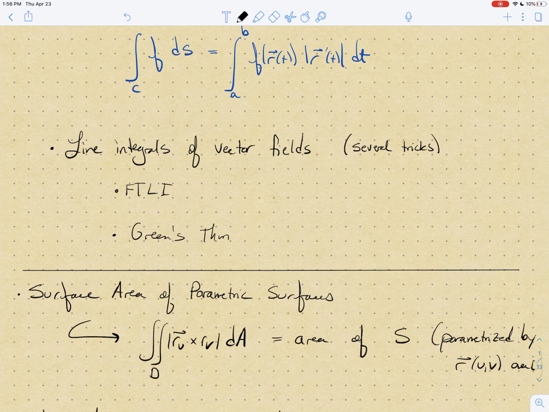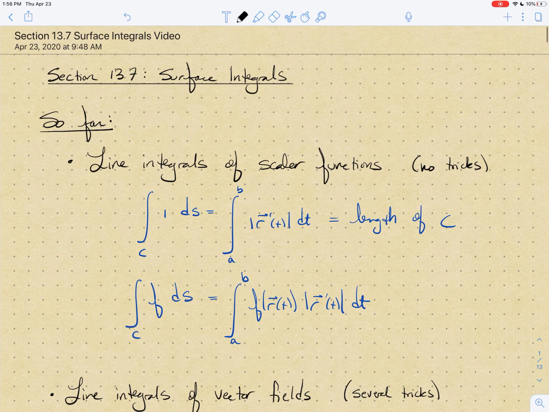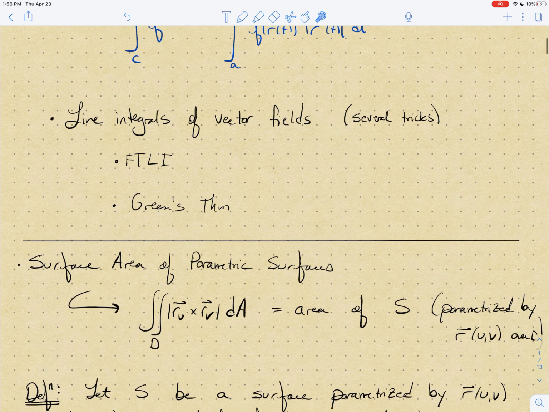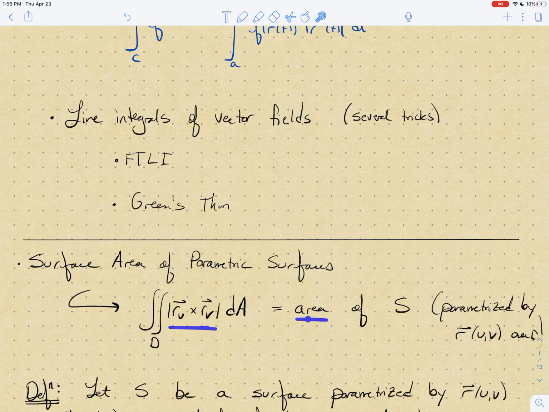All right, one more review. In the last lecture, we talked about the surface area of parametric surfaces. We said that if you integrate the length of r partial u cross r partial v, then you actually get the area of S. Look at the similarity here: integrating the length of r prime, you get the length of the curve. Here we're integrating the length of this normal vector, and we get the area of S.